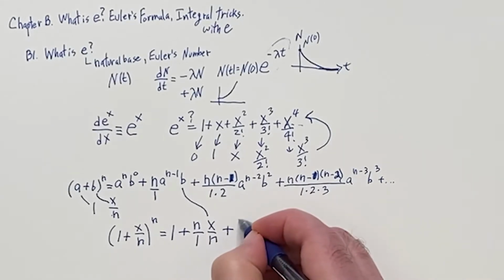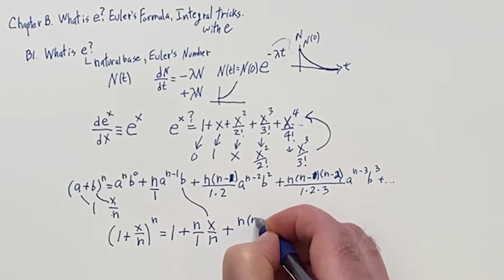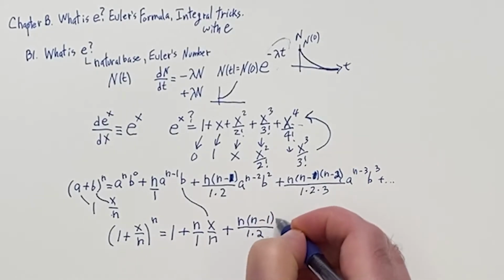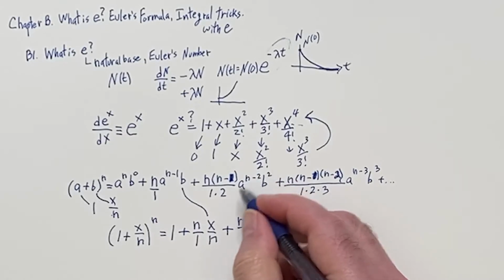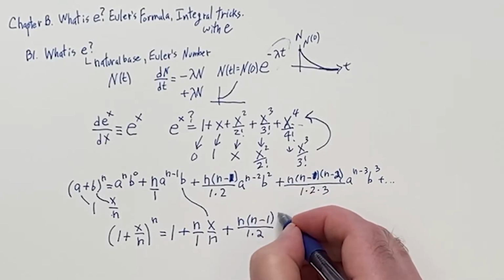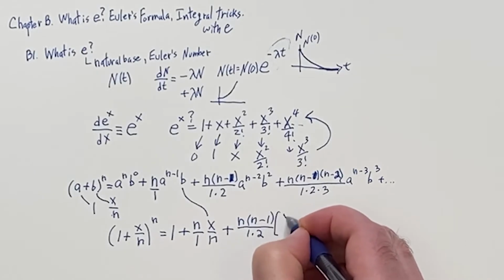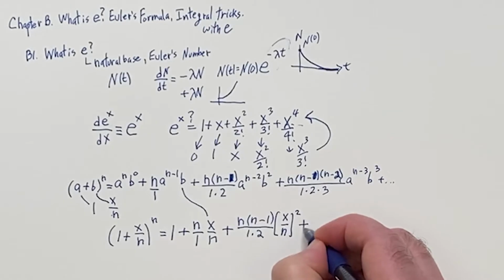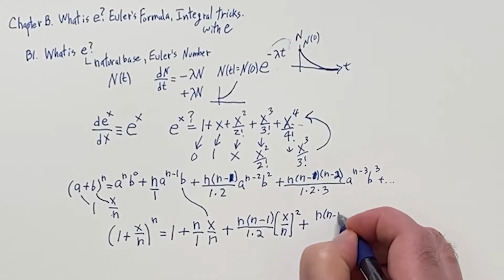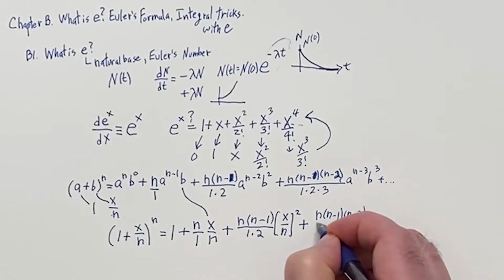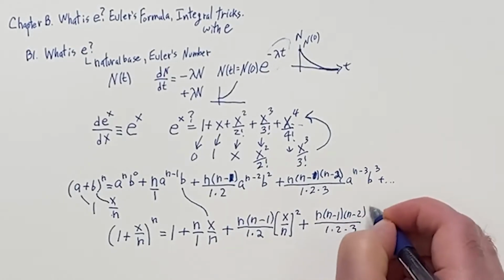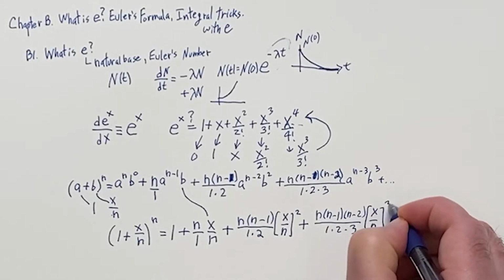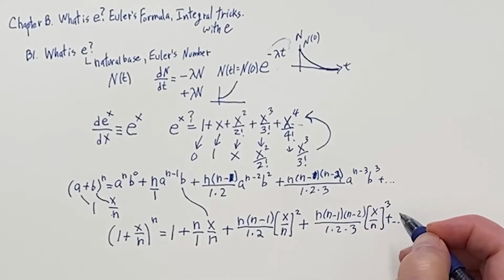Then the next one would be n minus 1 over 1 times 2, a to any power. Since a is 1, it's going to just be a 1. And this will be x over n squared. And the next one here, just copying down from above, 1 times 2 times 3, would be x over n cubed. And they go on and on and on.